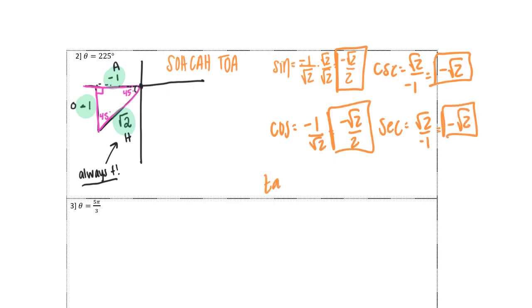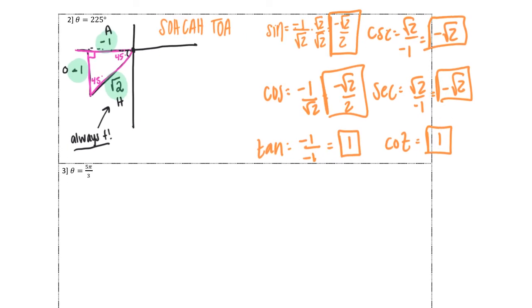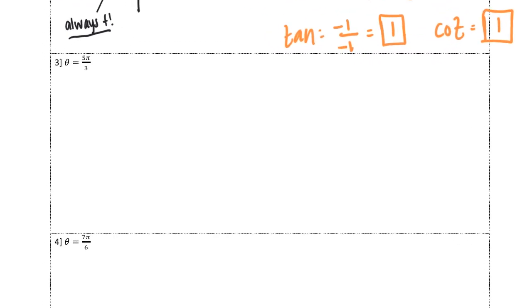Last, we have tangent. Tangent is opposite over the adjacent. Negative 1 divided by negative 1 is positive 1. Cotangent is just the reciprocal of 1, which is just 1. Pause and rewatch if you are confused by anything that went on there. If you're feeling good, let's go on to 5 pi over 3.